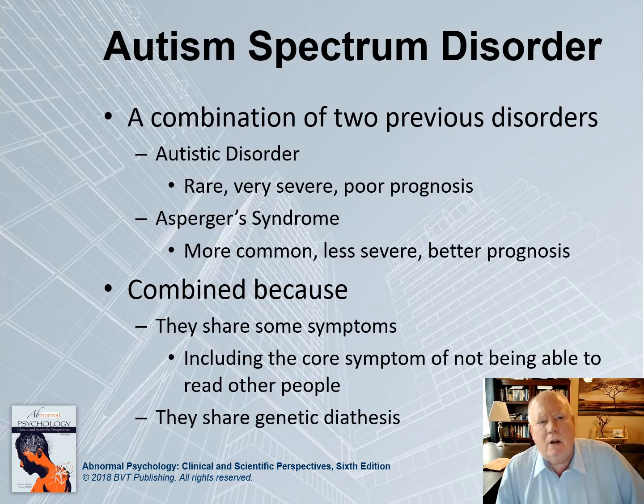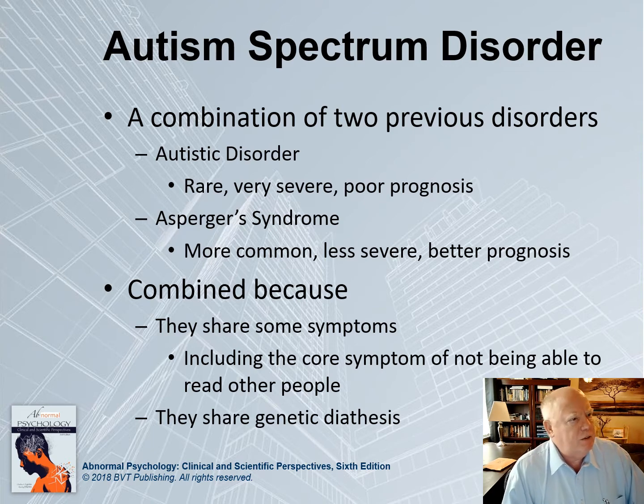We're going to move on to another topic, the autism spectrum disorder. Now, the autism spectrum is actually a combination of two diagnoses that have been around for quite some time. A very severe disorder called autistic disorder, which fortunately is rare, but tends to have a very poor prognosis, and a much more mild disorder called Asperger's syndrome. Asperger is the person who identified it and first described it. This is more common, it's less severe, prognosis is much better, but it shares a lot with autistic disorder.